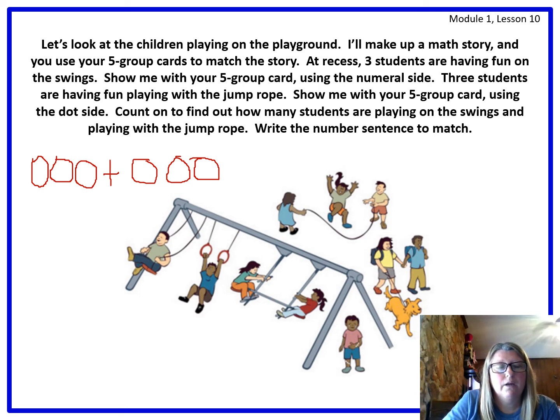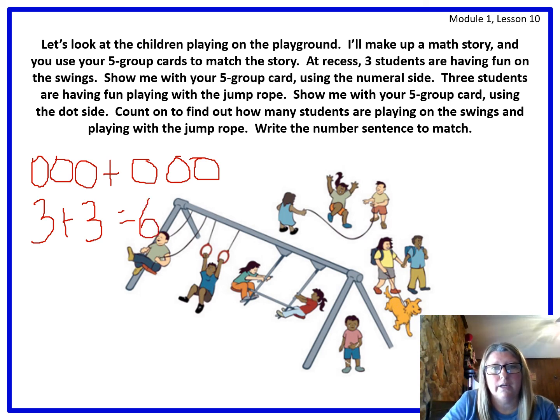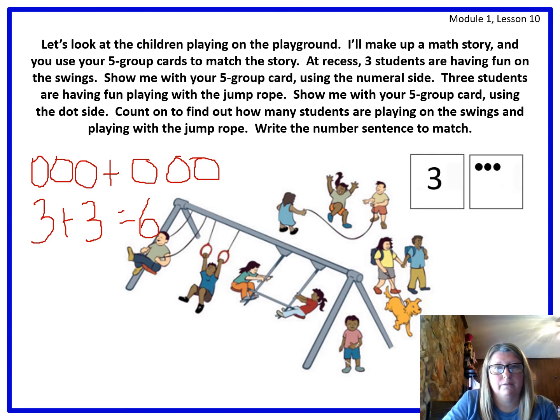So I have 3 here and I have 3 there. All right, so 3 plus 3. So 3, 4, 5, 6. There are 6 kids playing on the swings and playing jump rope. So here you see 3, and if we had our 5 group cards, this is what a 5 group card would look like. So you see your 3 dots.